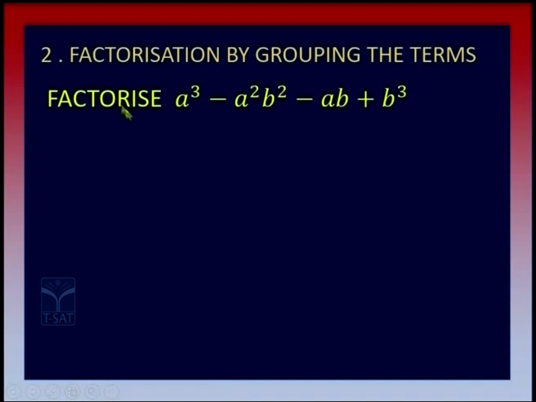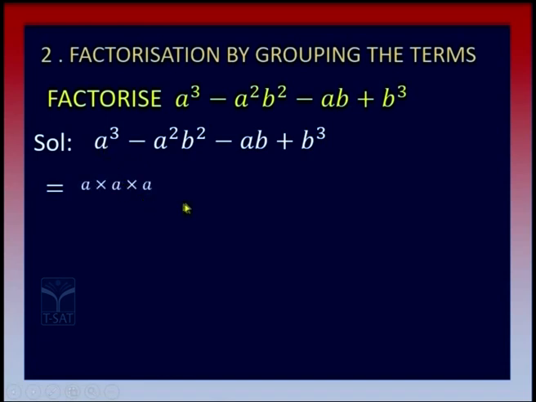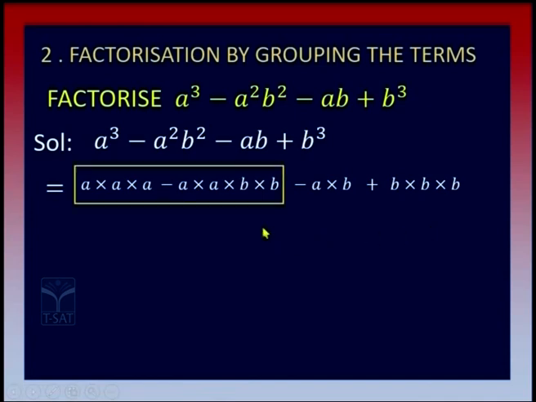Look here, factorize a cube minus a square b square minus ab plus b cube. Now, what we do first? First, we split each term into its irreducible factors. a cube as a into a into a, square b square as a into b, minus ab as a into b and b cube as b into b into b. Now, what we shall do? We have to make them into groups. The first group and this is the second group.